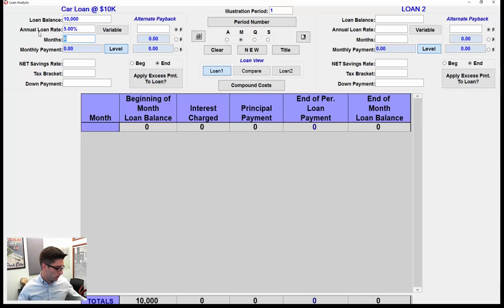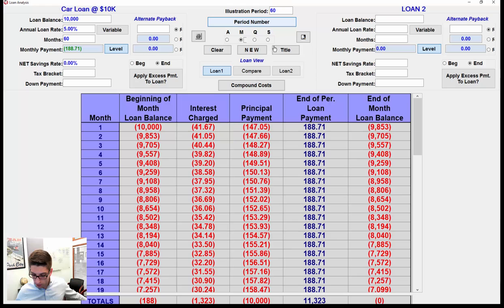Multiply that by 12 because there's 12 months in a year, and let's go 60 months. Okay, if you pay that back over 60 months or 60 payments, then you're going to pay $188 per payment per month. All right, we stretch that out over time and we get our basic loan amortization, your pay down on that loan. Okay, part of it goes to interest, part of it to principal.